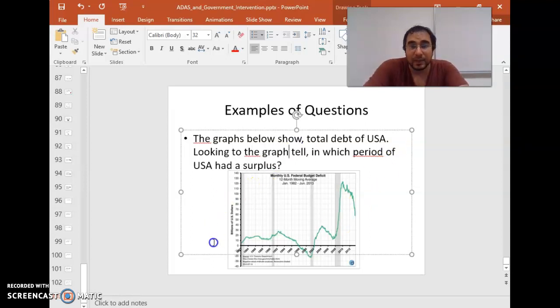Anyway, now you have a negative deficit. That's the surplus, which means the periods are 1998 and 2002. In any other period, since the deficit is positive, the USA did not have a surplus.